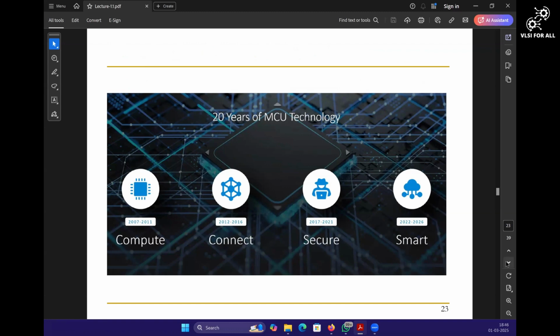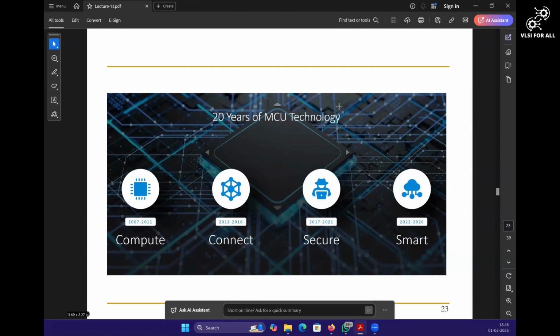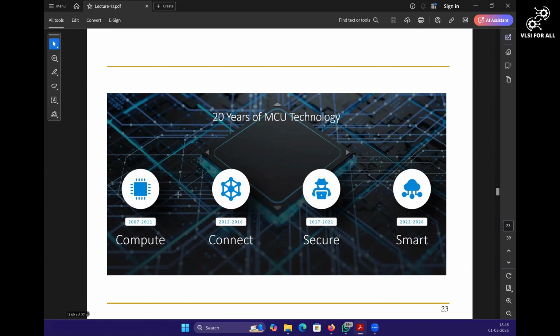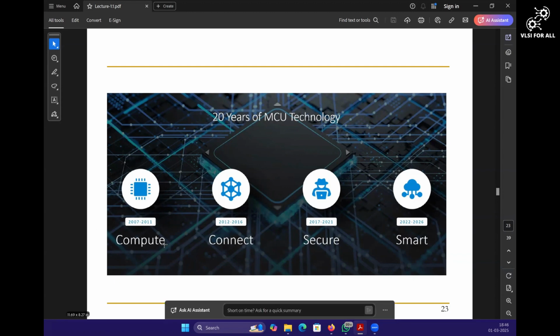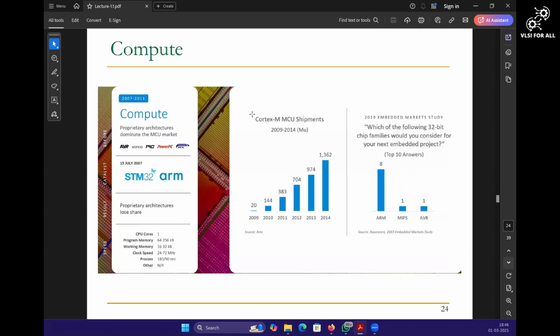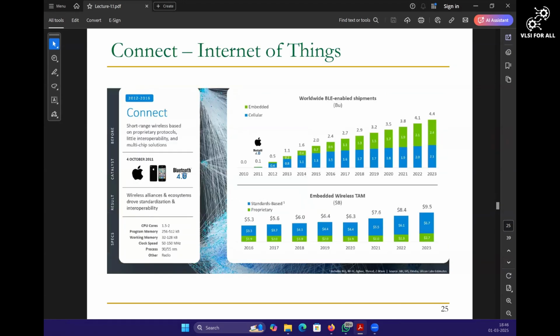So I also want to explain one other interesting aspect. This will be the last aspect. Whenever you talk about embedded systems, they have evolved in a certain fashion. In the beginning of embedded systems, people only focused on compute. How do you compute a certain task using an embedded system? Under the compute stage, we developed a famous processor called ARM Cortex-M, right? Cortex-M MCU shipments.